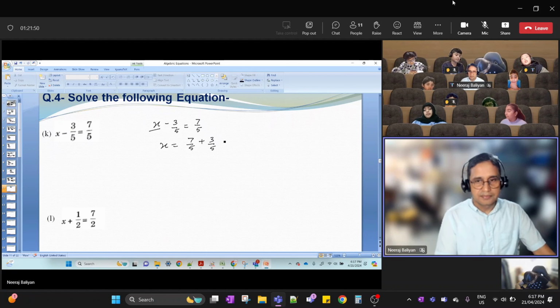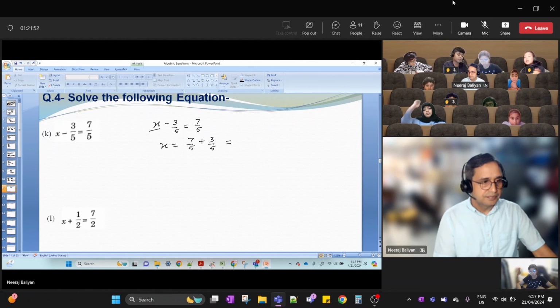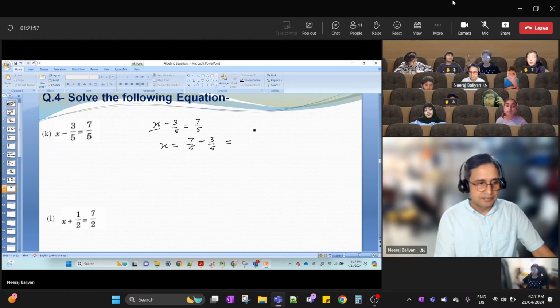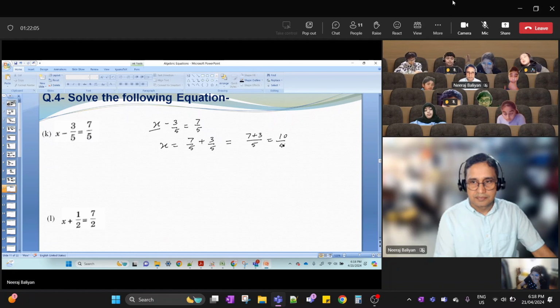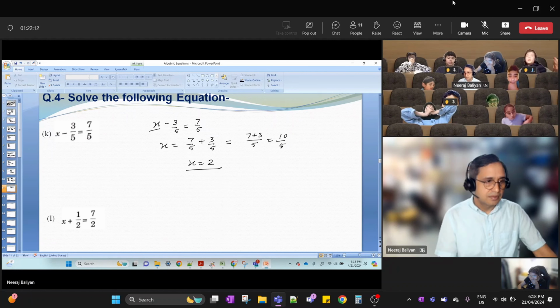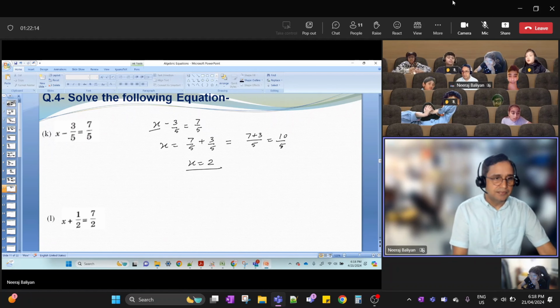The next thing we do here is simply grab the top two and leave the bottom ones. So 7 plus 3 equals 10 for the top and then 5 on the bottom. So that equals 10/5. 10/5 simplifies to 2/1, which we can simplify to 2. That's good, Cliff. Thank you.